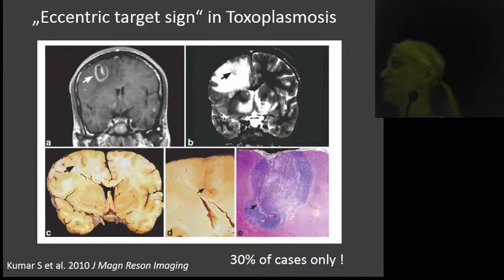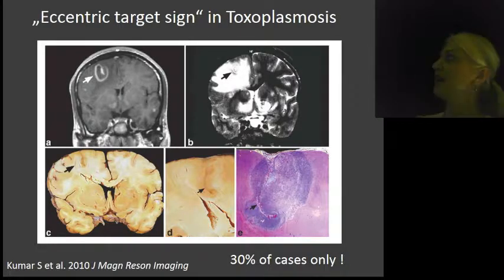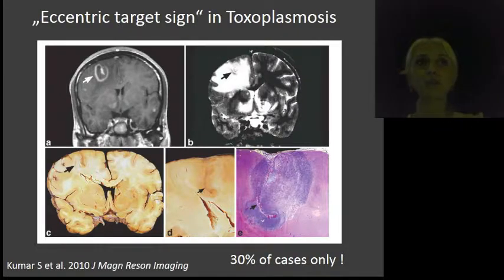This sign has been recently rediscovered, and it's called the eccentric target sign in toxoplasmosis. This is a target lesion with a line which is not in the middle of the abscess, it is on the side, and this is called the eccentric target sign. And why do we have this line? This line is actually a thrombosed venous structure. The only problem with this sign is that we will only see it in 30% of the cases. In other words, if you see a patient with multiple lesions in the brain, maybe one of them will show the eccentric target sign, and this will be enough to make a suspicion.